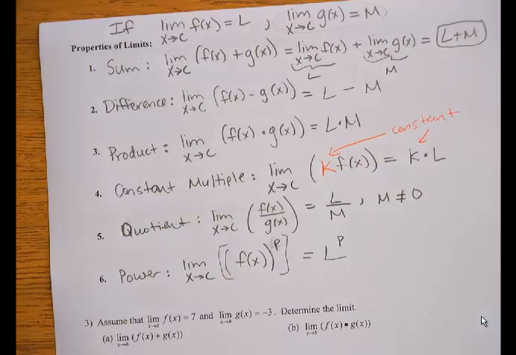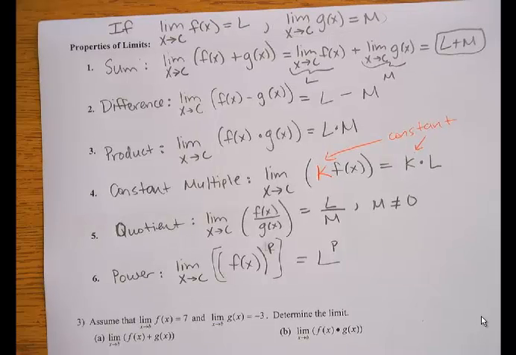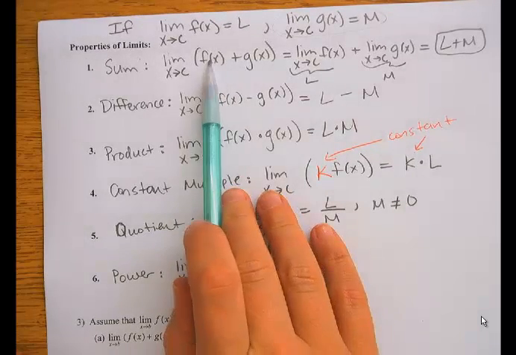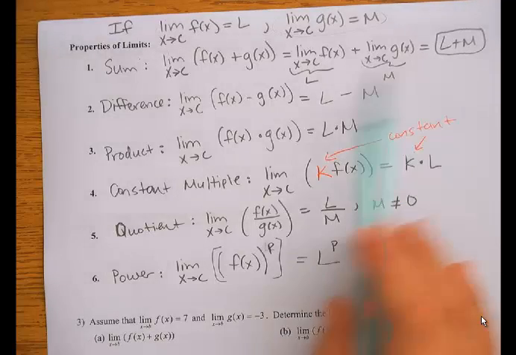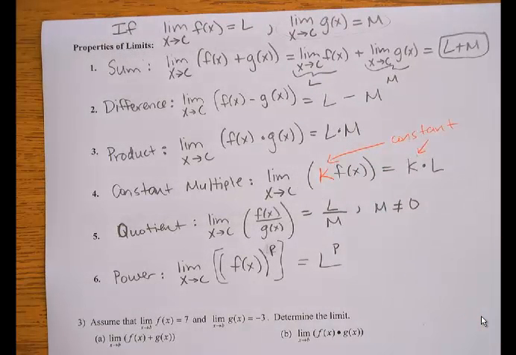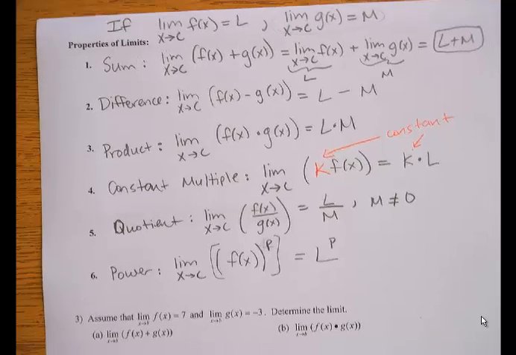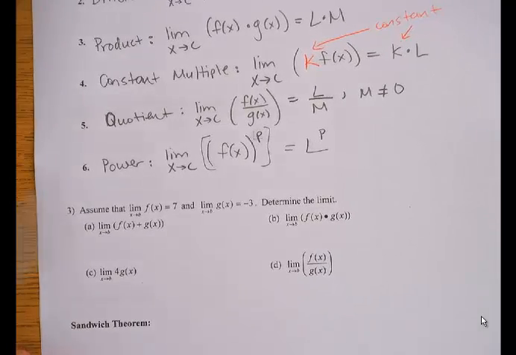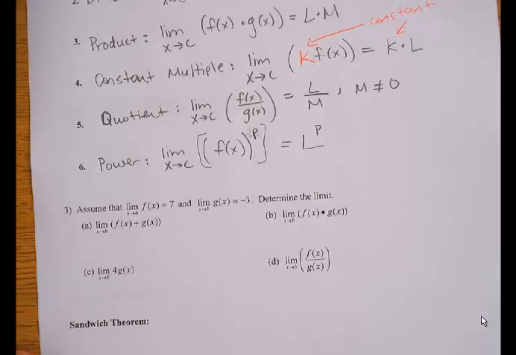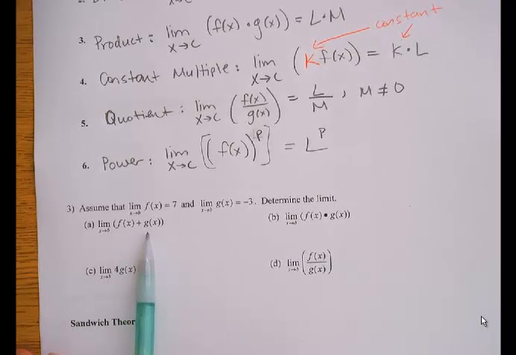And so as you can see, these properties are very simple. Whatever the functions are doing, I can just do that with the limits, with the values of the limits. So let's apply some of these properties in example 3. And I want you to notice something about example 3, is that these are not specific functions. I don't know what f of x is. I don't know what g of x is. They're just generic. They're just given names.